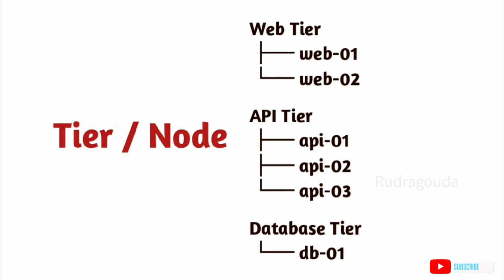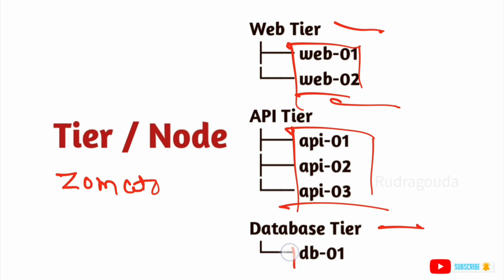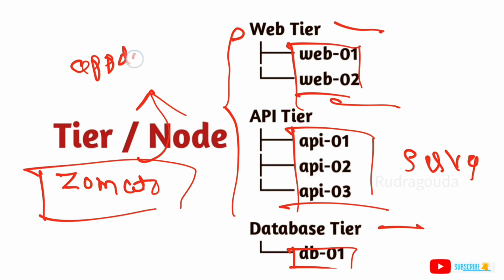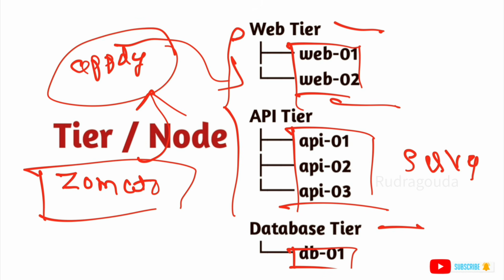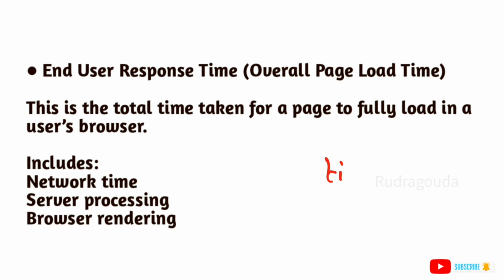Suppose again I will take the Zomato app only. The Zomato app has a web tier, app tier, and database tier. The web tier is managed by 2 nodes, the app tier by 3 nodes, and the DB tier by 1 node. Nodes are nothing but servers. This all together makes our Zomato app successful because we added that information into our Appdynamics. Appdynamics keeps an eye on exactly what is happening in the web tier or app tier or API tier or database tier. Hope you got the understanding about tiers and nodes in Appdynamics.